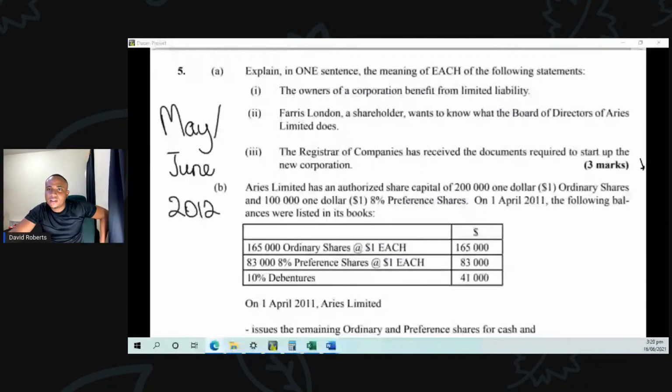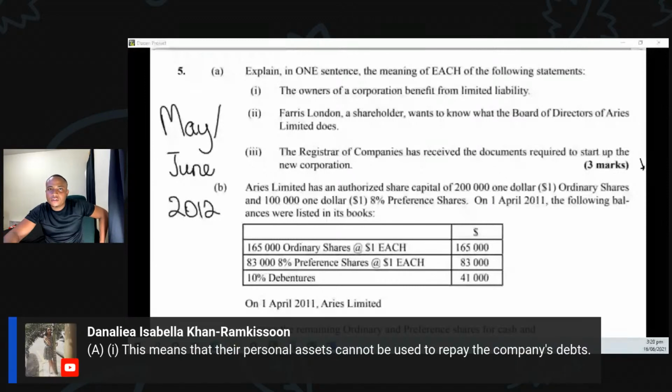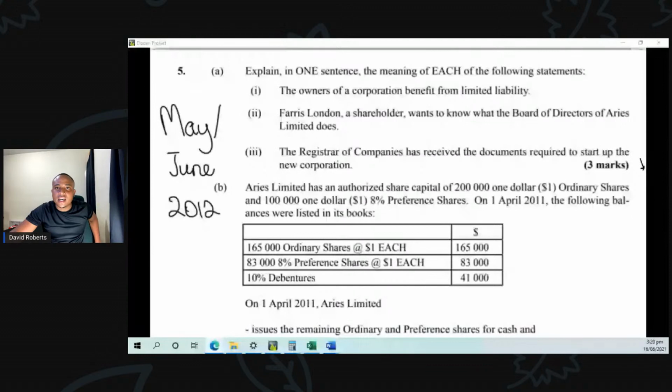This means that their personal assets cannot be used to repay debts. That is correct. They can only lose what's invested. So that is one of the beautiful characteristics of a limited liability company, that an individual could lose only what is invested into the business. Are you all hearing me, right? Good. So they can only lose what's invested in the business.